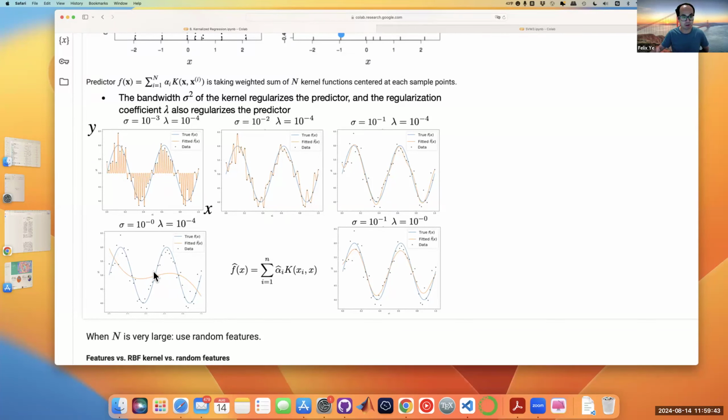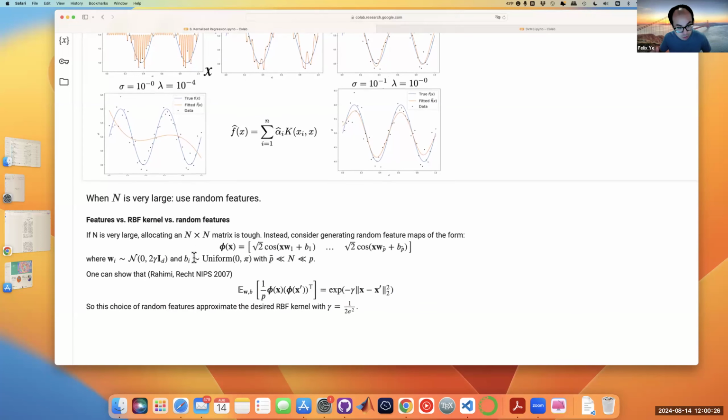Yes, if the penalty is very small, then it tends to overfit. If the penalty is medium, it can fit things really well in these cases. And also right here, if my sigma is 10 to the minus 0, which is 1 right here, that means my bandwidth is way too large for this type of problem. Then in this case, it cannot approximate this function well. So that means you actually need to tune the bandwidth to make sure it can fit the function well.